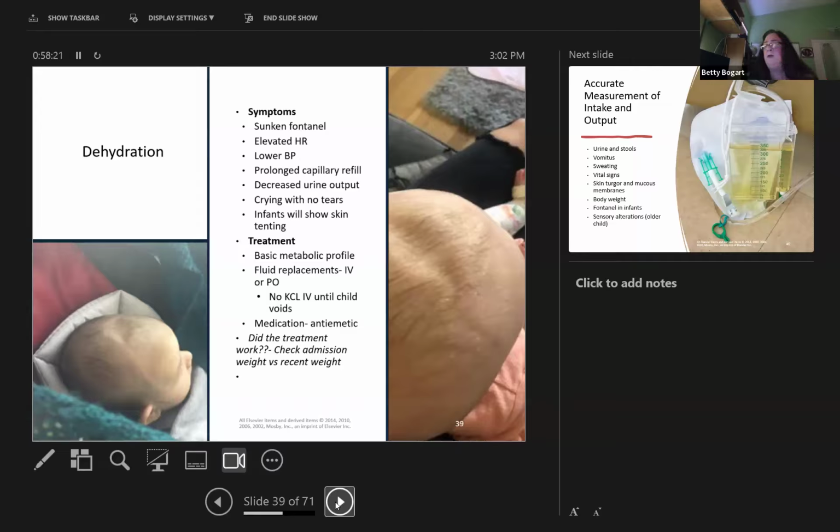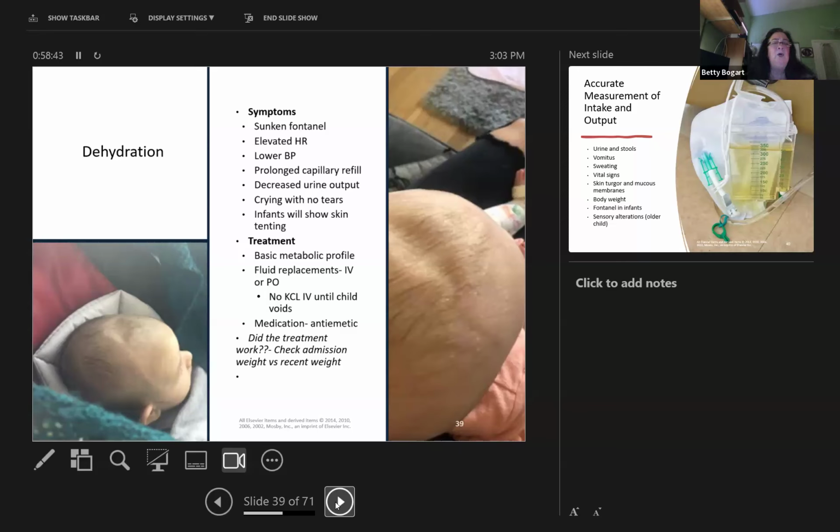Of course, we're going to give an antiemetic. Zofran, ondansetron, is one that we give all the time, whether oral or IV, depending. So you've got a child who's dehydrated, and we admitted him to the hospital. How do you know that your interventions worked?